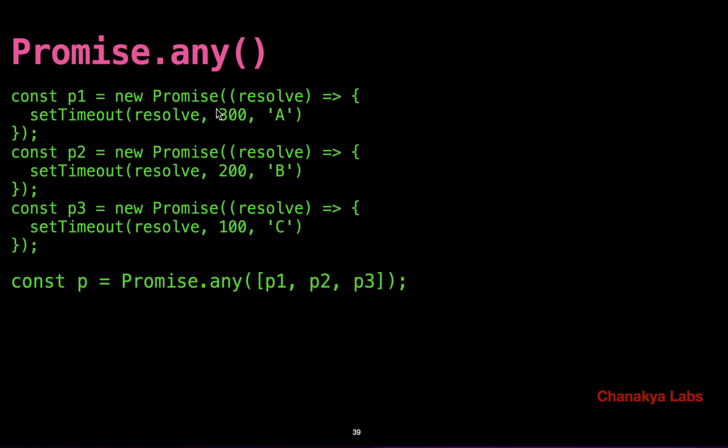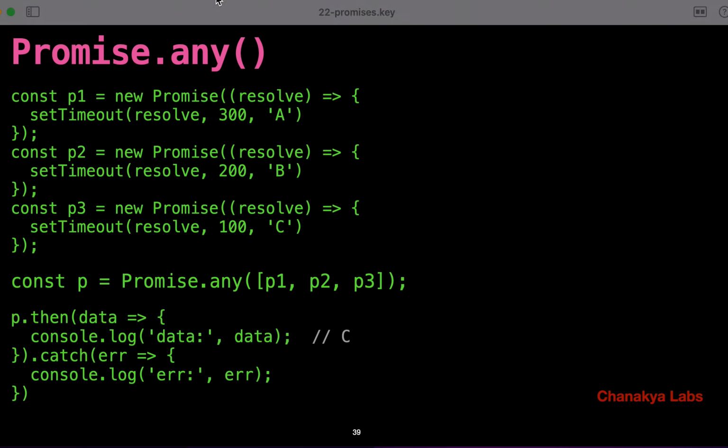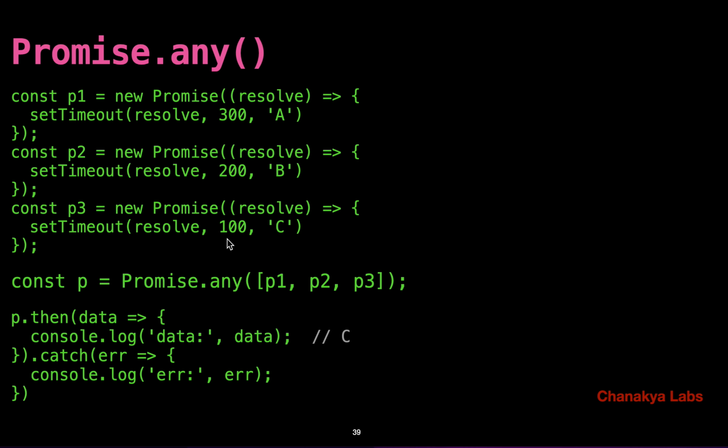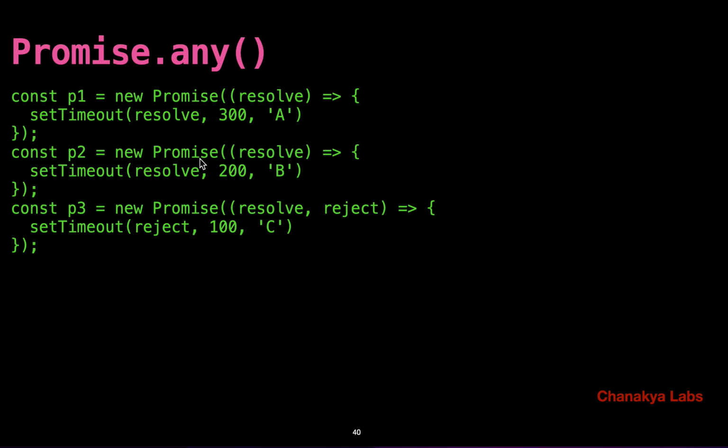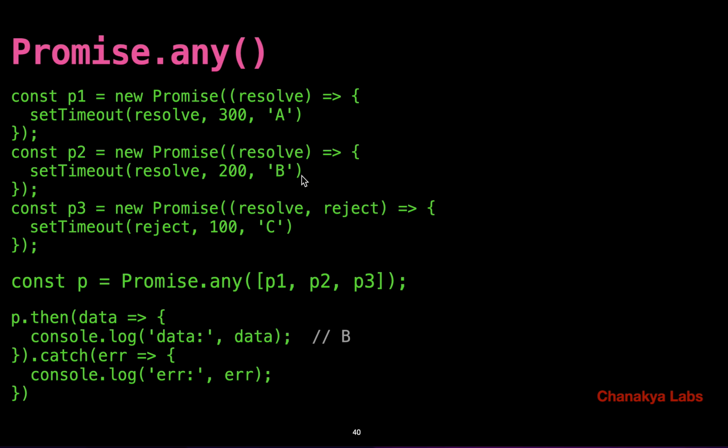So you can see that if all are resolved, then it does not matter. Still, the answer will be whatever resolves first. But the difference comes when something is rejecting. Then you are seeing that here the answer will be this thing, the first resolved value. The first resolved value is 200, right? And that's why the answer is B.